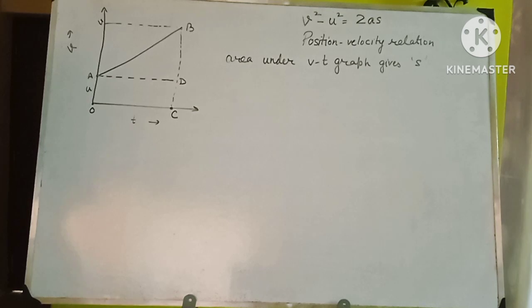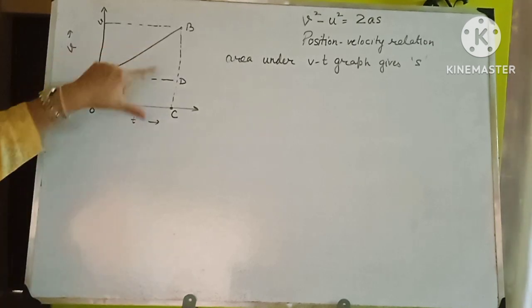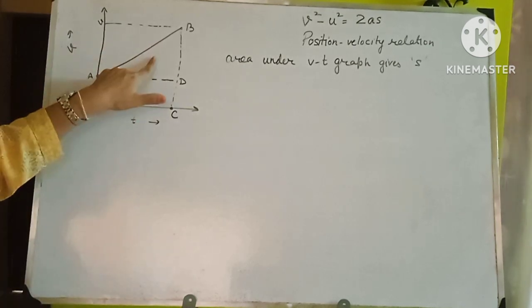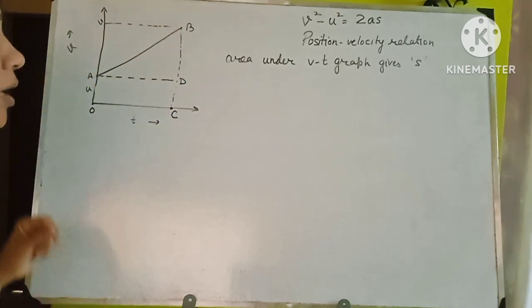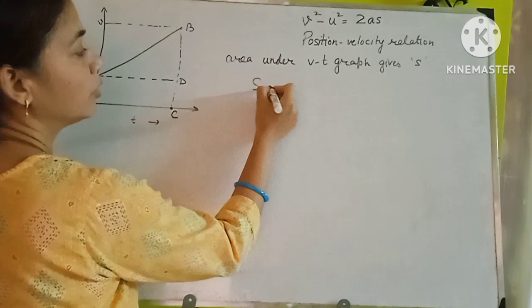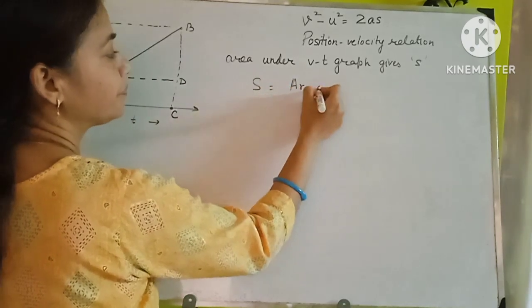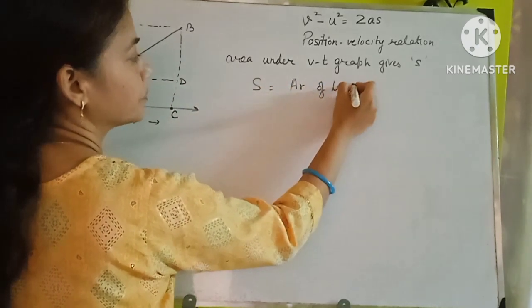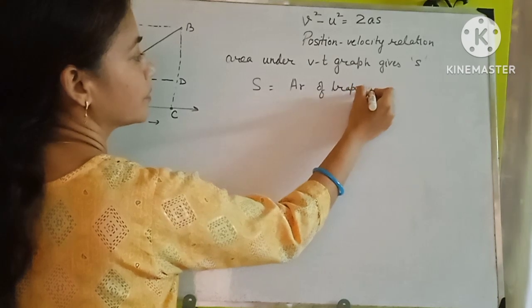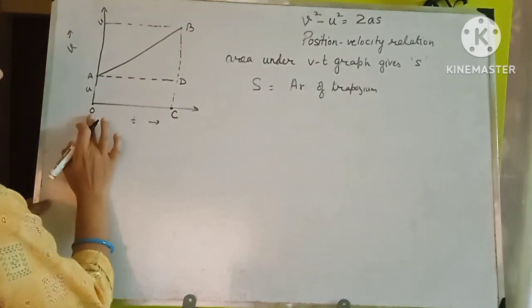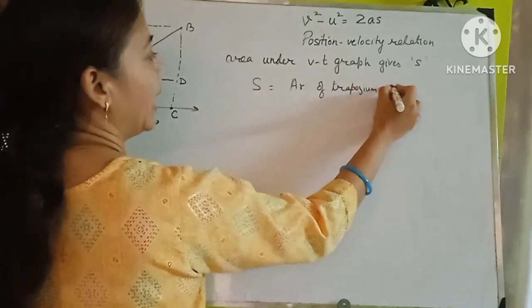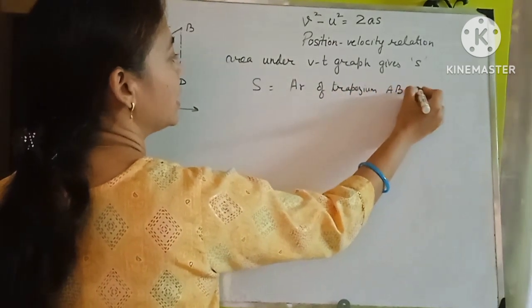The only difference is that in the second equation of motion we divided our figure into a rectangle and a triangle, but here we'll take the complete figure, which is a trapezium. So S is equal to the area of the trapezium. Name the trapezium A, B, C, O.